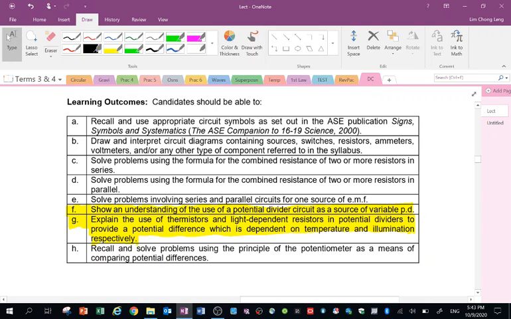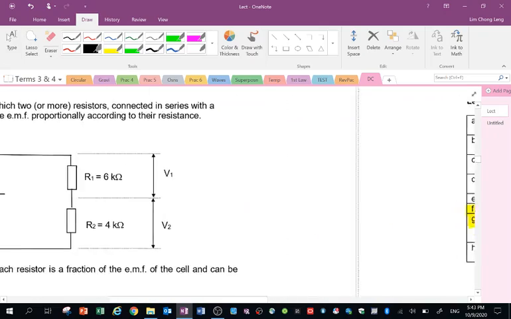Let's look at the assessment objectives: show an understanding of the use of a potential divider circuit as a source of variable PD, and explain the use of thermistor and light-dependent resistor in potential dividers to provide a potential difference which is dependent on temperature and illumination respectively. Let's look at the lecture notes.